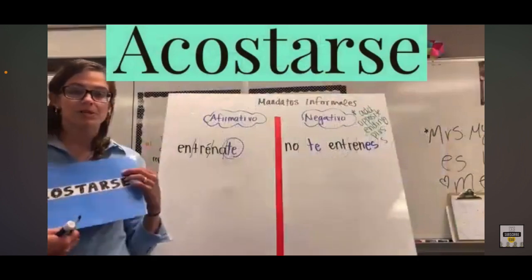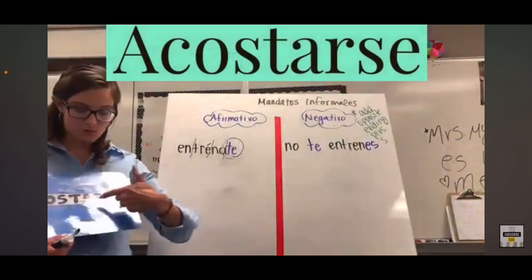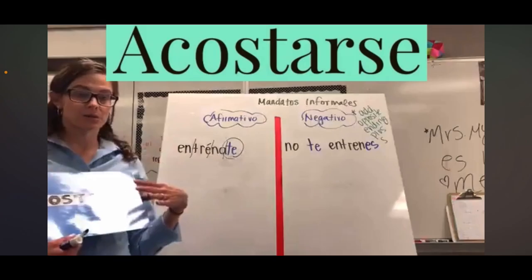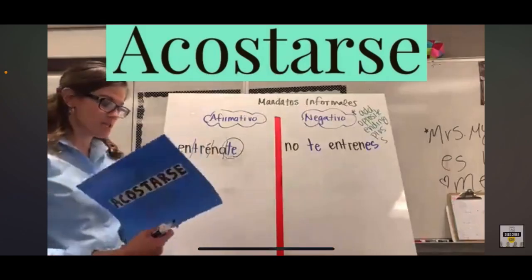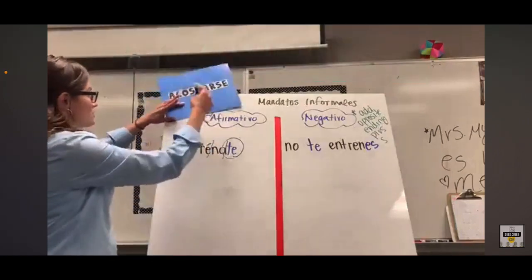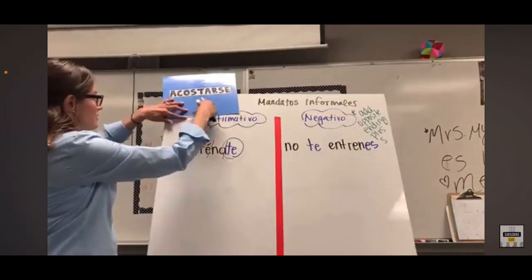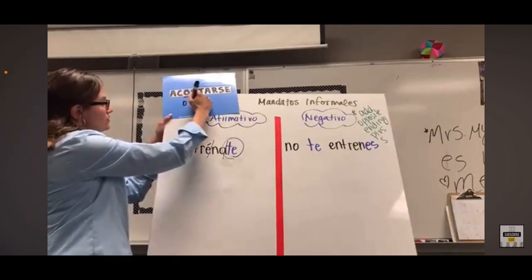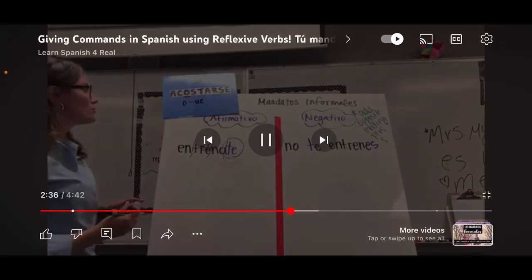El otro ejemplo, the other example we're going to look at is acostarse. Okay, now we're going to do acostarse, which means to lay down. Now, this one is a stem changer, so pay attention. And the reason I want to look at this one is because it's a stem changing verb, which means that when you use this word, you have to change the O to a UE.